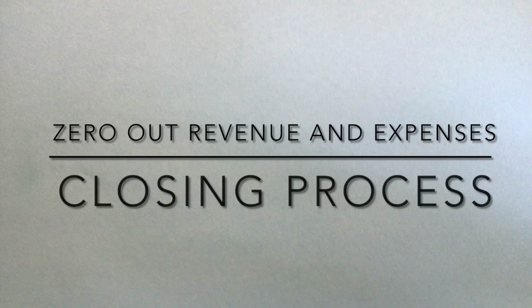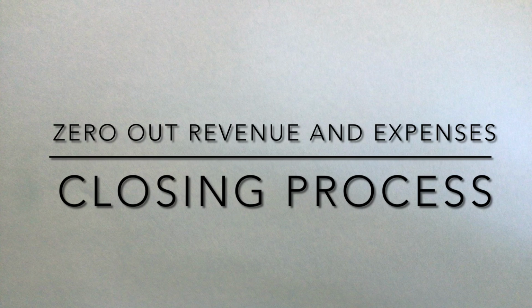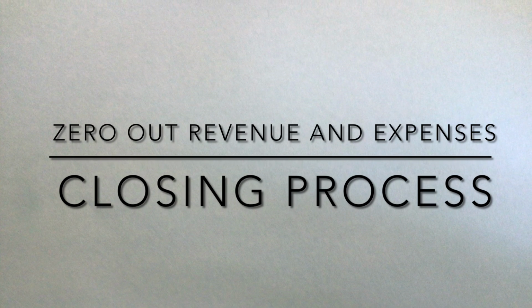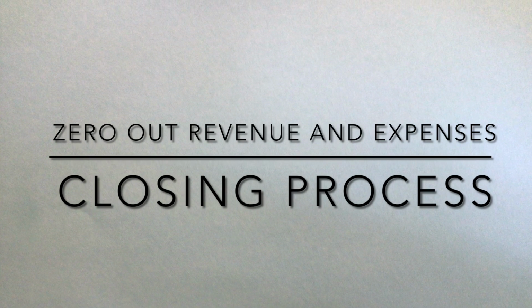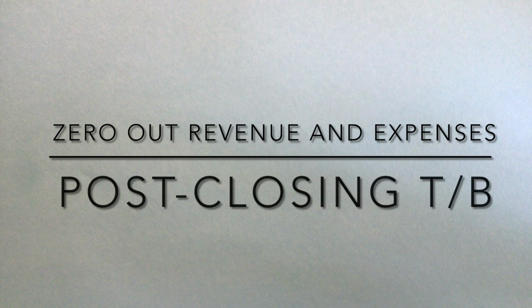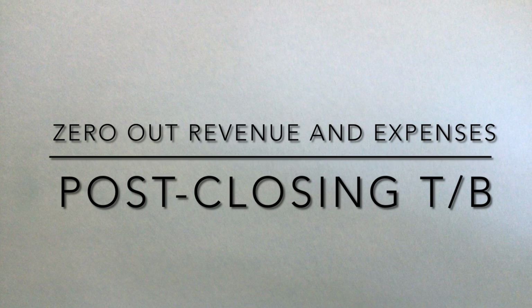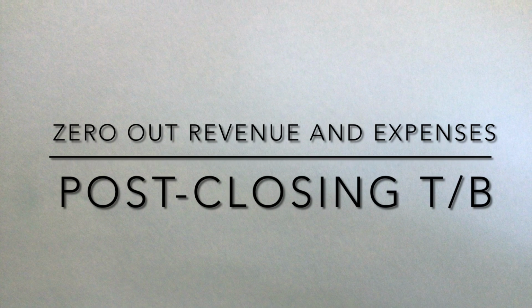Then we embark on a closing process, which is really just a matter of using journal entries to zero out revenue and expense accounts and get them ready for next year. When we complete this, we have something called a post-closing trial balance, which zeroes out the revenue and expense and only shows assets, liabilities, and equity.